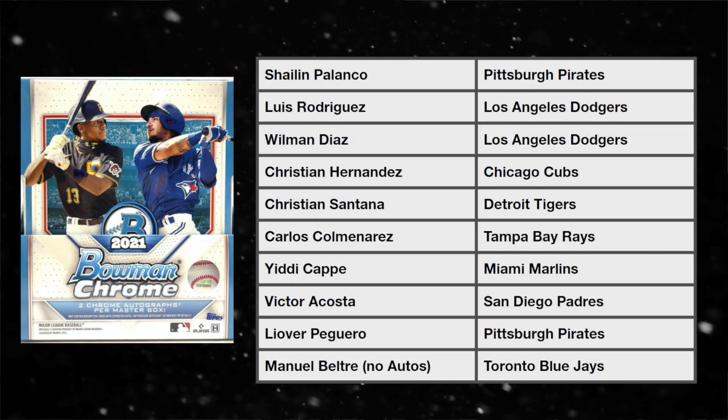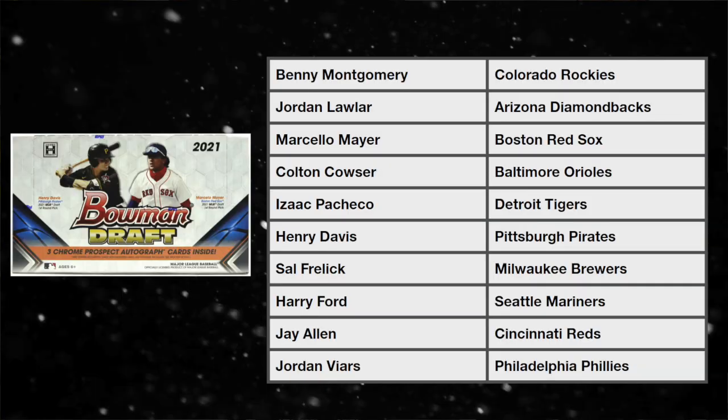2021 Bowman Chrome features Shaylin Polanco, Luis Rodriguez, Wilman Diaz, Christian Hernandez, Christian Santana, Carlos Colmenares, Yiddy Cabrera, Victor Acosta, Leover Peguero, although just autos for Peguero. And finally, 2021 Bowman Draft, which features Benny Montgomery, Jordan Lawlar, Marcelo Mayer, Colton Cowser, Isaac Pacheco, and Henry Davis.